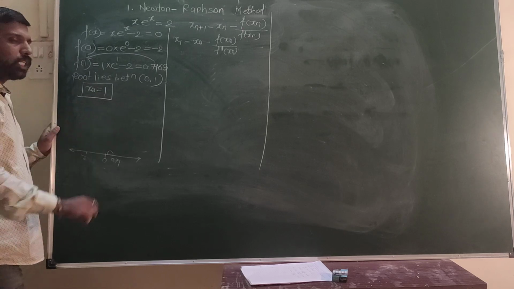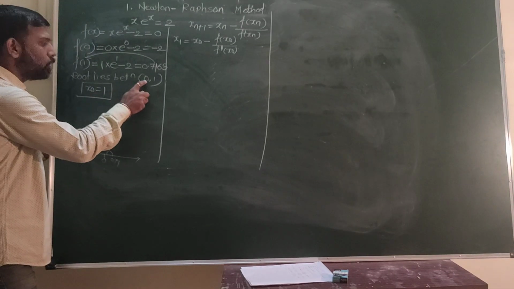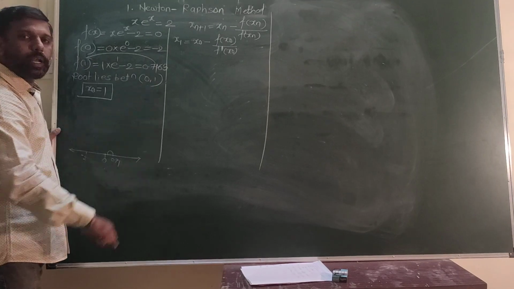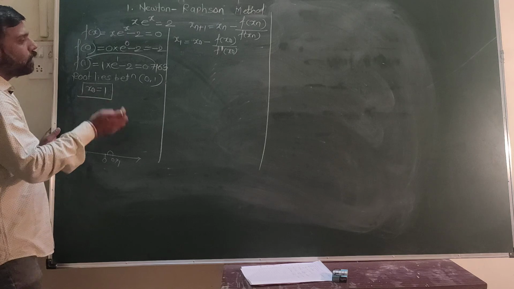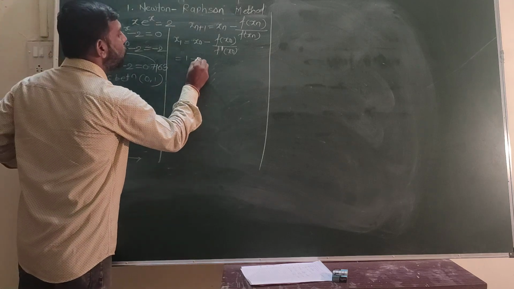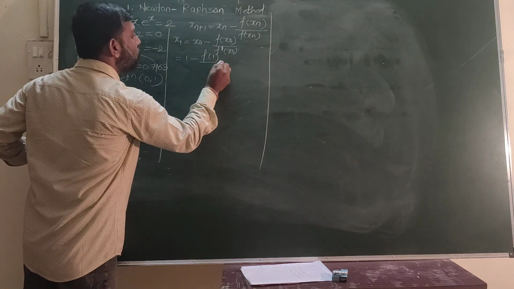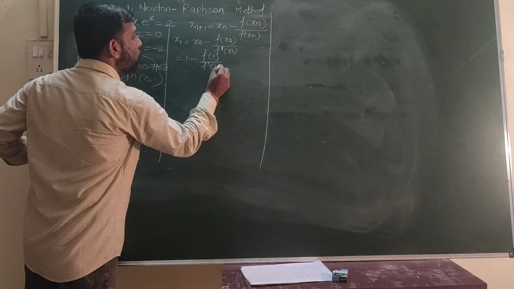This is just a conclusion. You can consider either x0 is 0 or x0 is equal to 1, any one of these values. But we concluded like this. So x0 is 1. So 1 minus f of 1 upon f dash of 1.